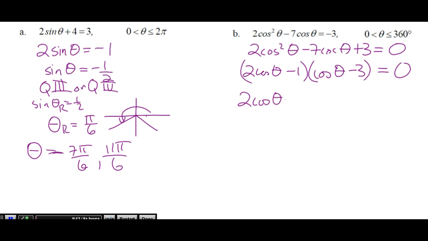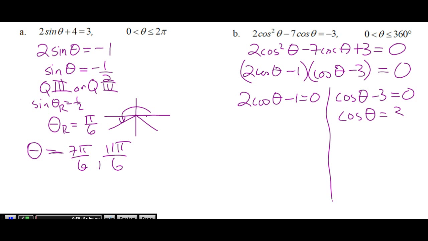So we've got 2 cos theta minus 1 is equal to 0. And we've got cos theta minus 3 is equal to 0, right? You're just solving, which means this expression is 0 or this one. Let's do the right one first. So cos theta is equal to 3. So which of the exact values have a cosine of 3? You say, can't do that. Cosine is between -1 and 1. Right, no solution. Nice. All we've got to worry about is 2 cos theta minus 1.